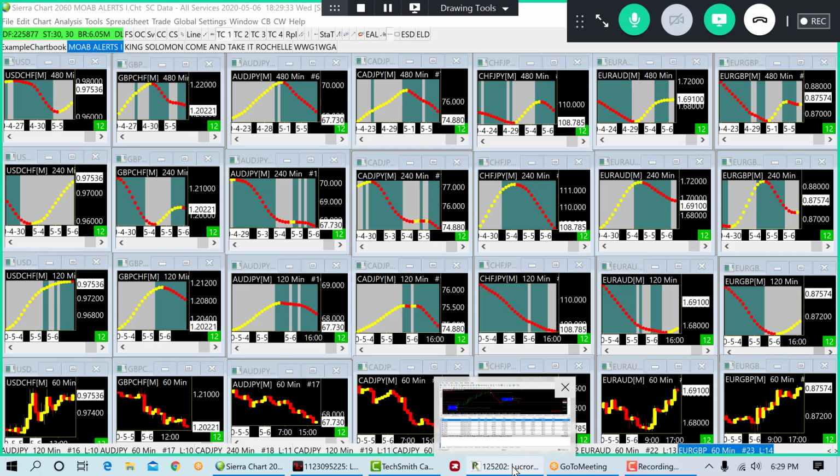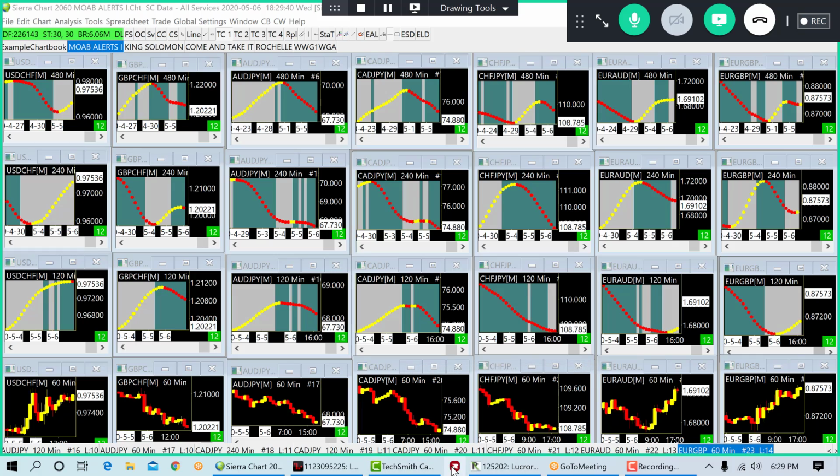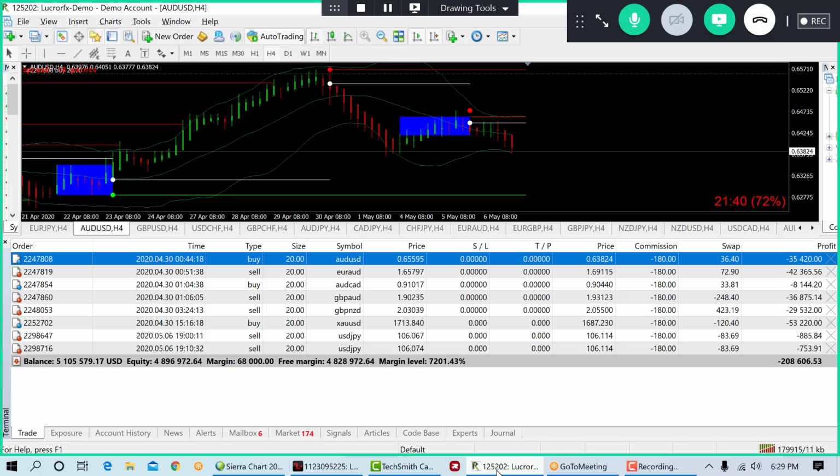Let me see here, one second. I'll pull up this demo account that I was using for this indicator. Okay, so look at this. This new indicator I'm working on. It's a $5 million account. I'm losing $208,000. But you have to have these just so you can test them out. So we're going to use this one today.